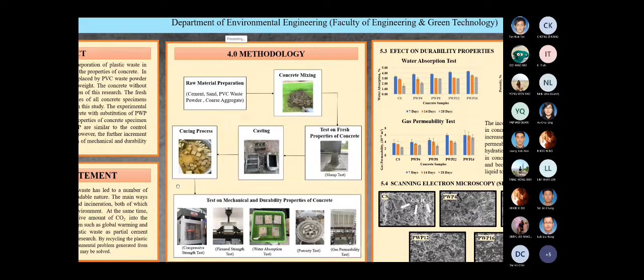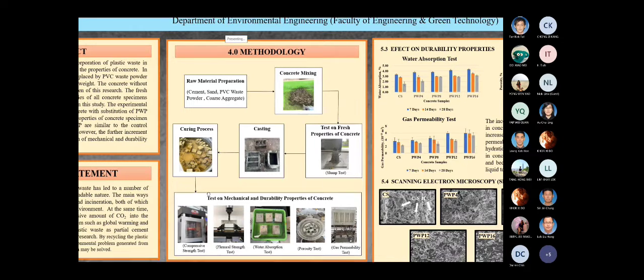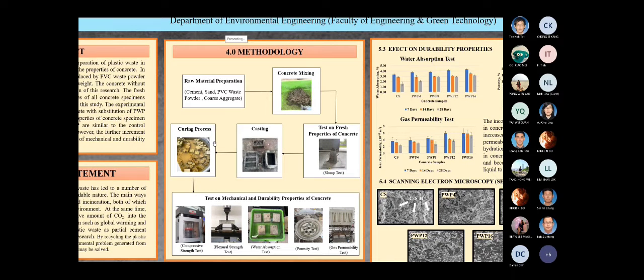Next, this is the flowchart of the methodology for this research. First, the raw materials used in this research are cement, sand, PVC waste powder, and coarse aggregate. There are four proportions of plastic waste used as partial cement replacement, which are 4%, 8%, 12%, and 16% by weight of cement. After we mix all the materials together, a fresh concrete is formed. Then the fresh concrete test, the slump test, is conducted to measure the workability of concrete.